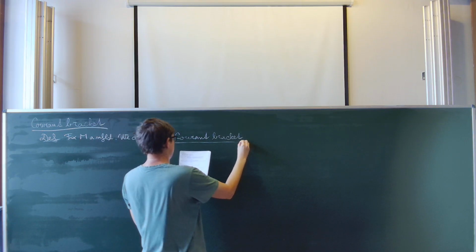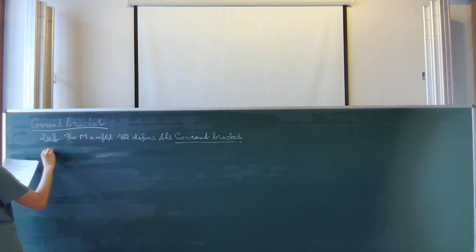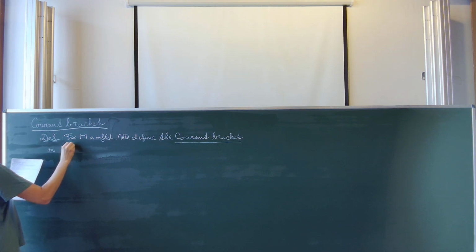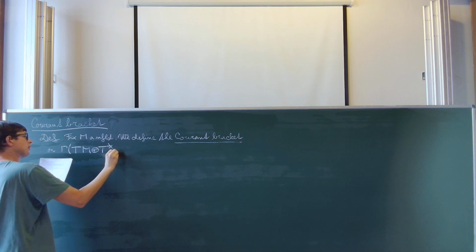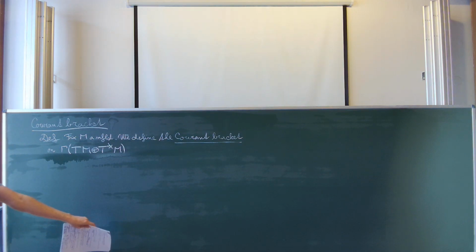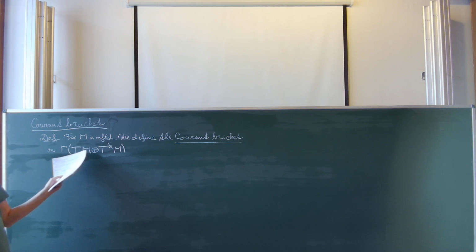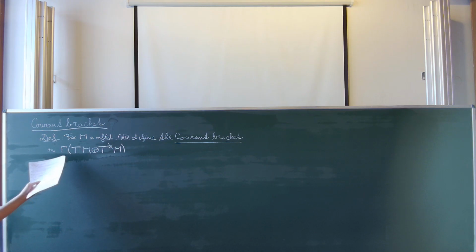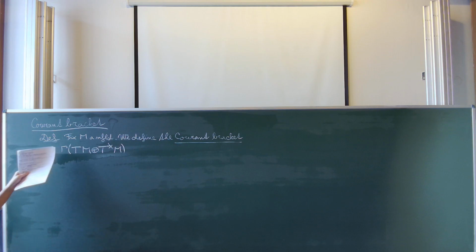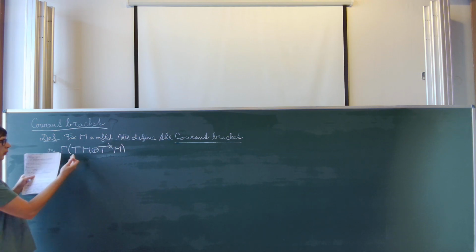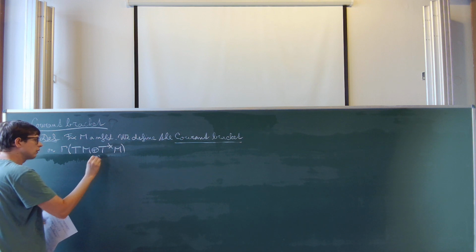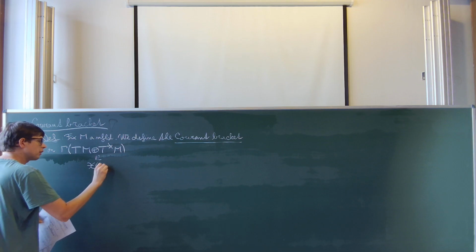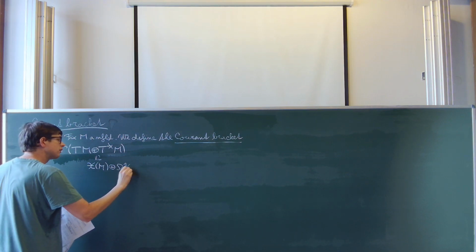Define a Courant bracket on the following linear space. We take the formal bundle, kind of mimicking what we did before for vector spaces. We just take the sum of these two vector bundles and then we study sections of that. So what are sections of this? It's precisely a pair of vector fields on M plus one forms over M.